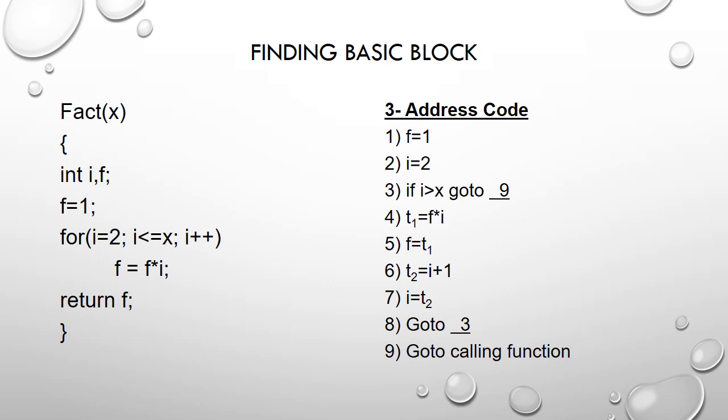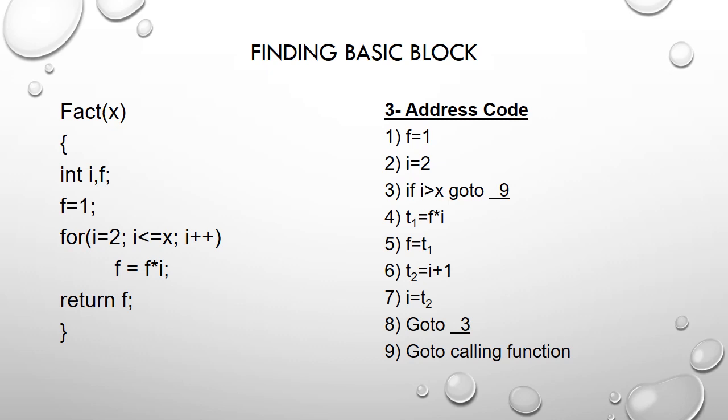So if we write the three-address code for this, we start from f equals 1. We are ignoring the declaration statement, and writing the three-address code from f equals 1. So f equals 1 is the first three-address code statement. Then the for loop, i equals 2, the initialization statement, is the second line. And if the condition given is not true, we go to the last statement.